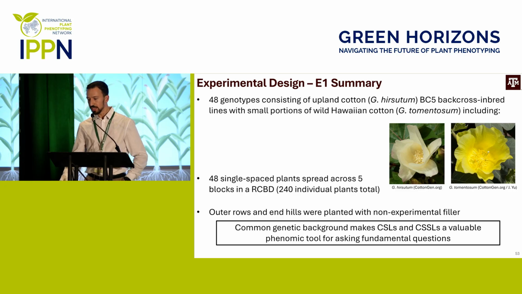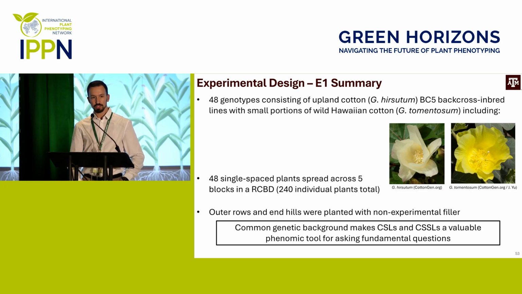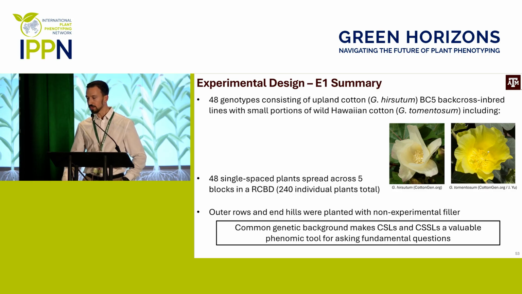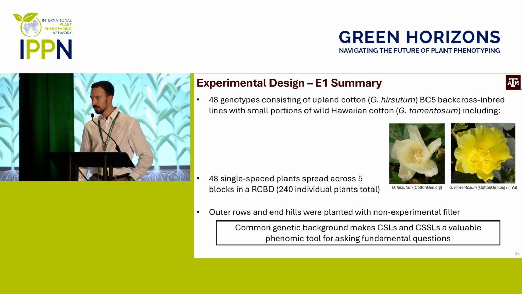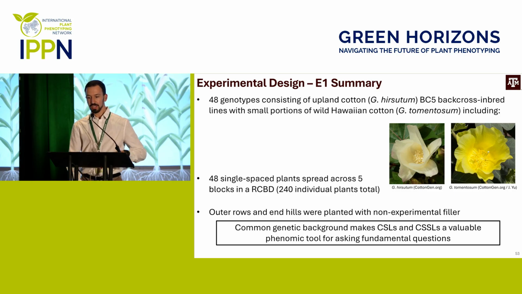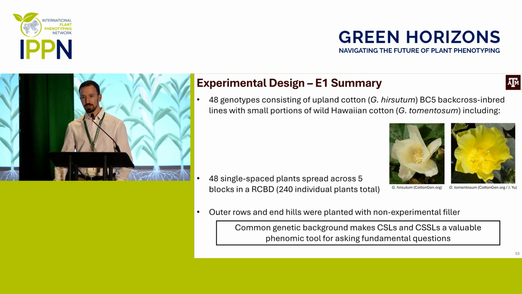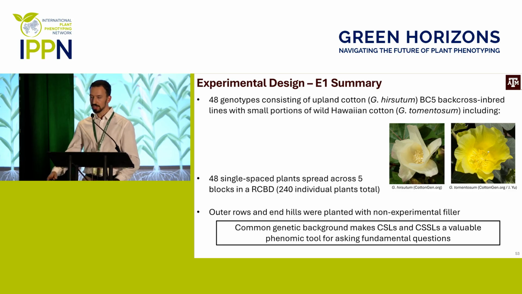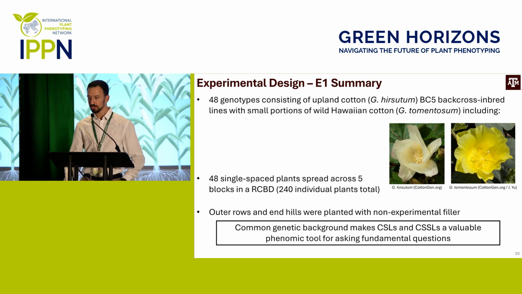And these were 48 single-space plants. There were 5 blocks, so this was an RCBD with 240 single-space plants. And then the outer rows and end hills were just there for experimental filler to absorb environmental variation. And so the great thing about working with CSLs and CSSLs is that we're operating under a common genetic background, so the Gossypium hirsutum background, and we can pinpoint fine regions of introgression. So in theory, the phenotypic variation should be due to the introgressed segments that are coming from the wild species.